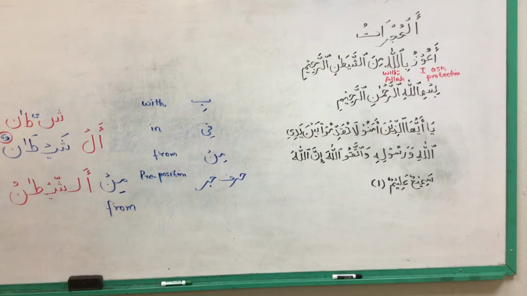First thing min will do, because it's a harf jar, it's going to look at the last letter. It will scan the whole thing and find out the virus, for example. So it will go to the last letter, noon, and see it has a dhamma on it. It says, I don't like this, I'm going to change this to a kasra. That's the first fix it will do. It's a harf jar. Okay. So now it becomes min ash-shaitani.